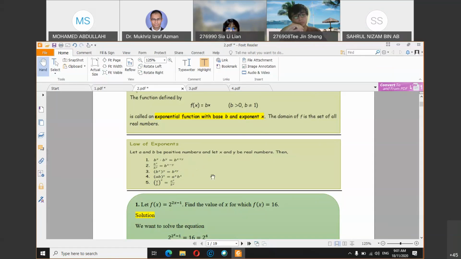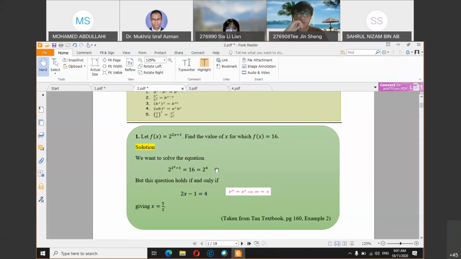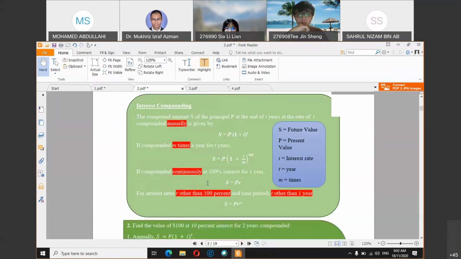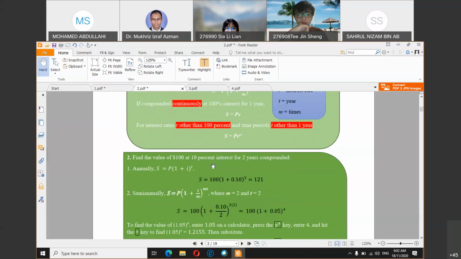Some of these basic things, I think you should know by heart already, some of the simple laws of exponents. On the log, it's a bit tricky, so you might want to refer to the book if you forget. I think this is from the Tan textbook, which is trying to solve for x, so it's a bit straightforward. This is on the compounding interest example again.